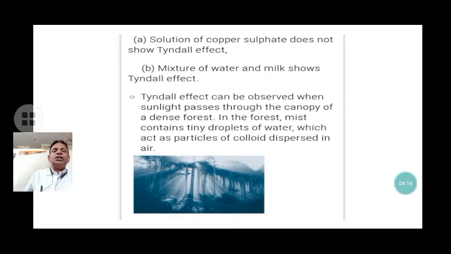The Tyndall effect can be observed when the sunlight passes through the canopy of a dense forest. In the morning, because mist persists there, small drops of water persist in the form of mist that is able to scatter the light. The forest mist contains tiny water droplets which act as particles of the colloidal and are able to scatter the light, so the rays of light are visible when passed through the dense canopy of the forest.